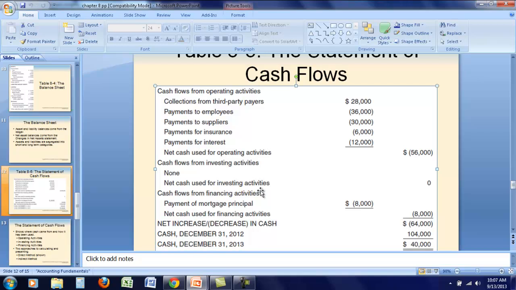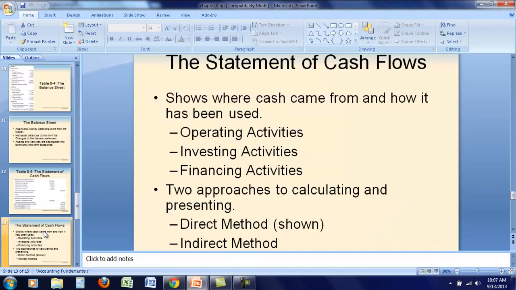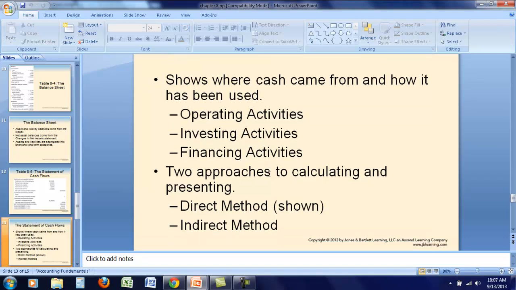If we take a look at the statement of cash flow, slide 13 notes the three sections. Just know that there are two different ways of approaching the presentation of the cash flow: a direct method, which is the example, and the indirect method. I am actually used to the indirect method, but the book uses the direct method, so we will go off that. Slide 14 shows you the indirect method, which starts out a little differently.